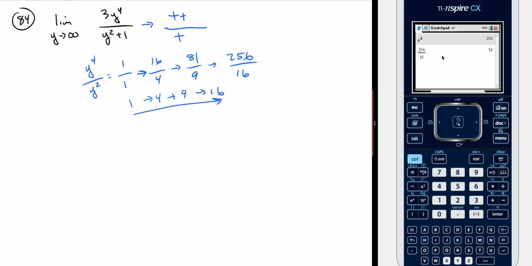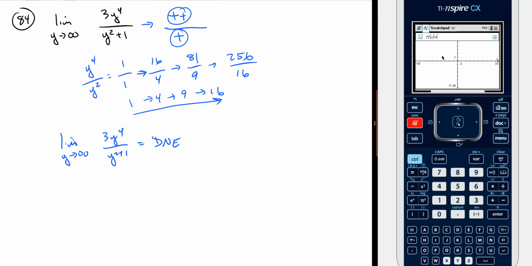The top is always going to increase at a quicker rate than the bottom, as it's a larger number. So if that's the case, my graph has to be going up and up and up. That means my limit as y goes to infinity of 3y to the fourth over y squared plus 1 does not exist. There is no limit because it keeps going forever.